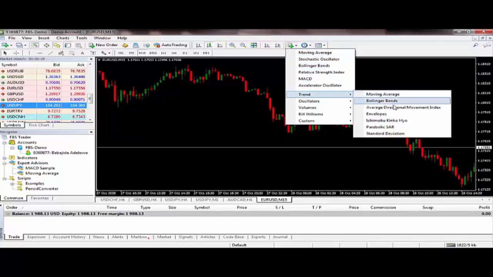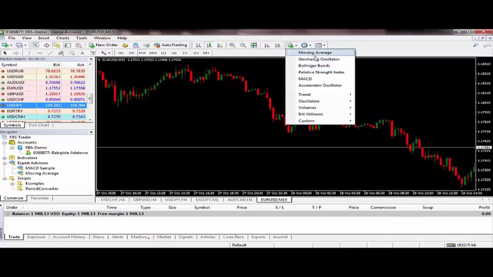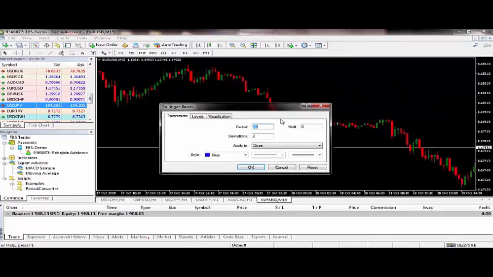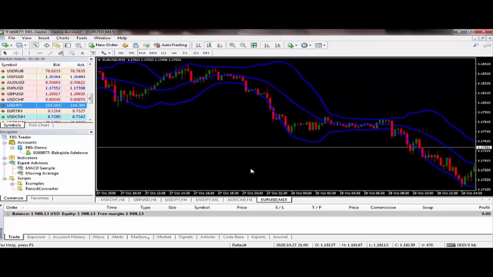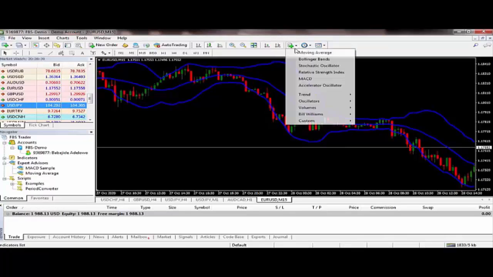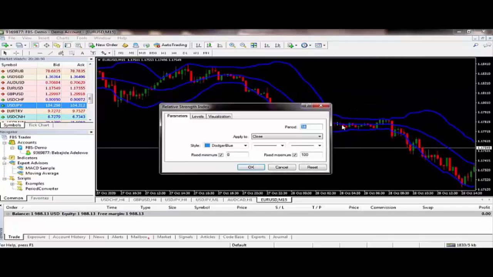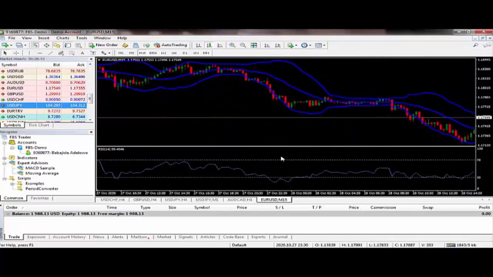So Bollinger, you always see them here. Most of the ones that I've touched are the ones that you find here. So you can come down here and just click on Bollinger Bands. You can leave it the way it is. Then you come down here, relative strength index, you can find it here. Look at it now. Relative strength index, you have it 30 and 70.